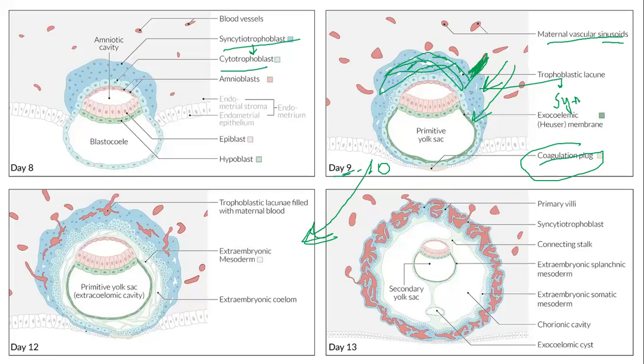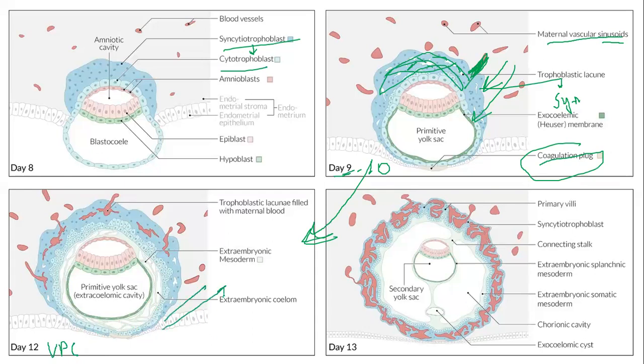Here the uteroplacental circulation is basically seen. Now, around the 13th day, if the blastocyst is not plugged properly, there is a high flow in the lacunar system, and some blood might go outside.